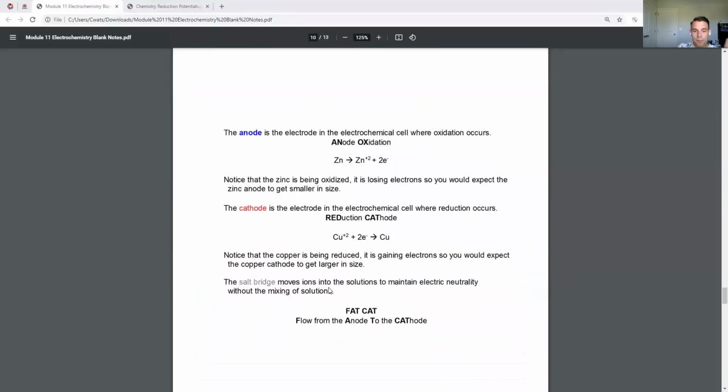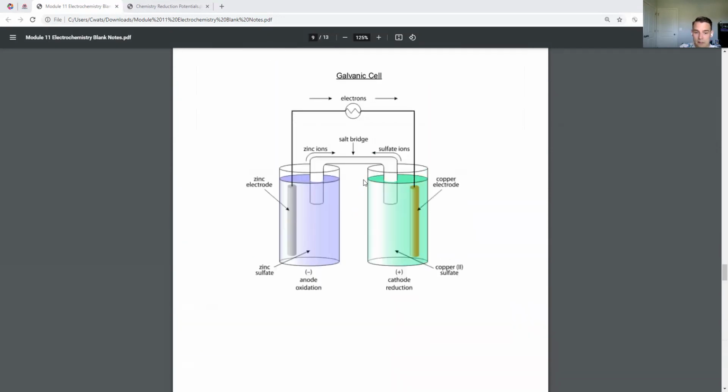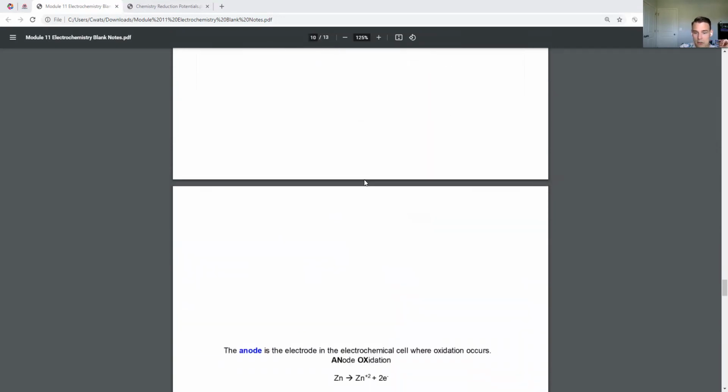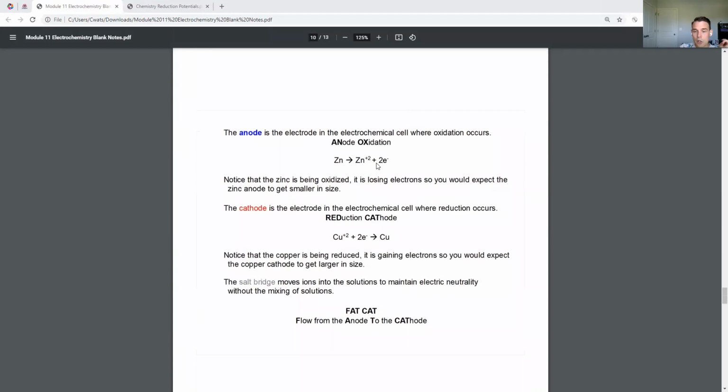So if we go here, the anode is the electrode in the electrochemical cell where oxidation occurs. And to help us remember, we say AN OX. Lots of animal-related things in here. So AN OX: anode is where oxidation occurs. Oxidation is loss. Okay, so for our example up here, the zinc is the oxidation. So it's going to lose 2 electrons. Notice that the zinc is being oxidized, it's losing electrons.